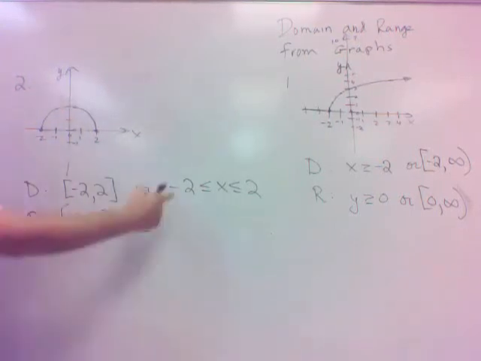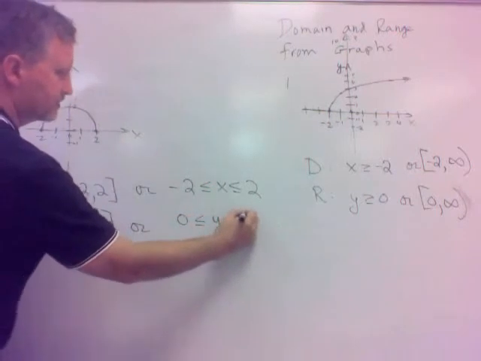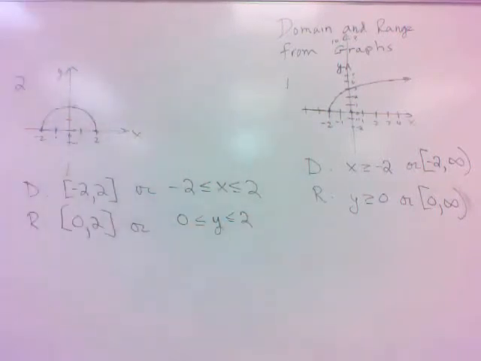Or, if you want to write it this way, 0 is less than or equal to y is less than or equal to 2. Is that okay?